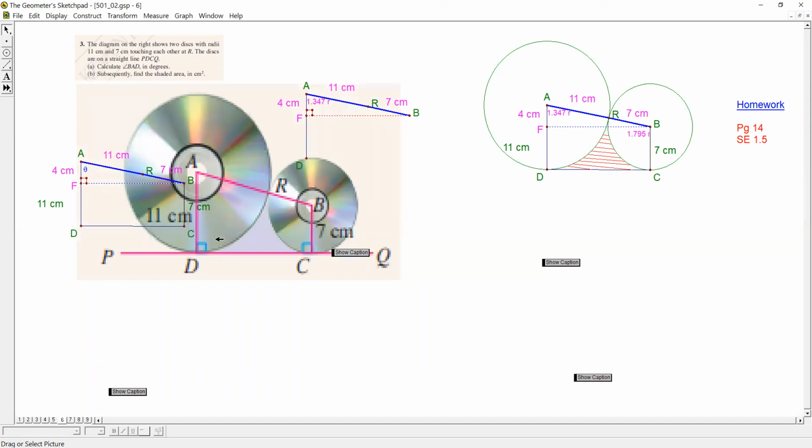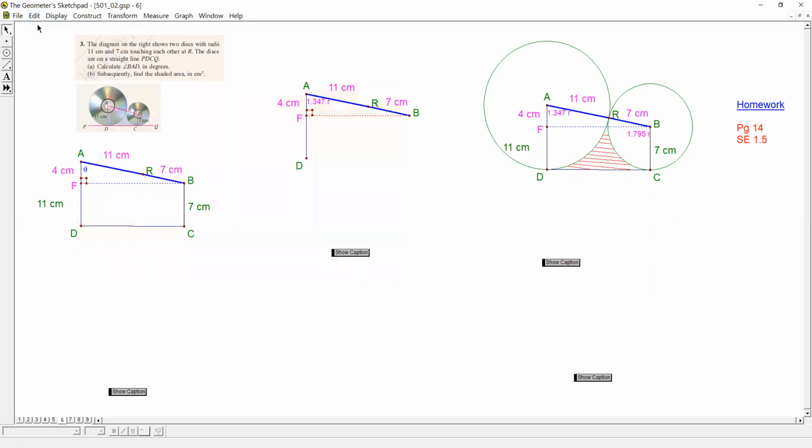And if they are parallel, that means this whole shape ABCD is a trapezium. So I copy it out, and there's nothing known, only these two lines, 11 and 7. So how are we going to do this?